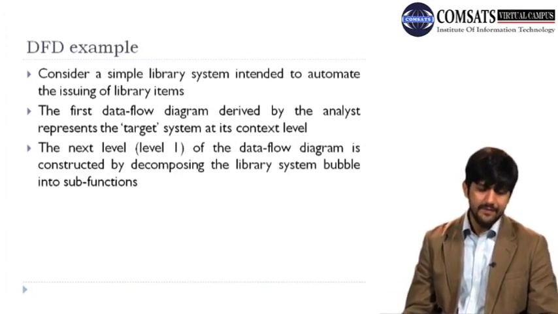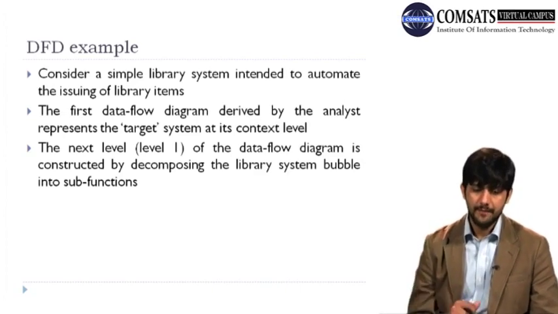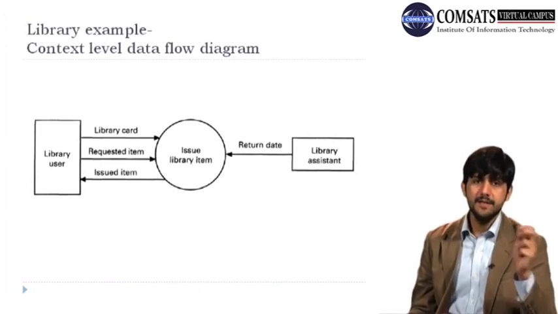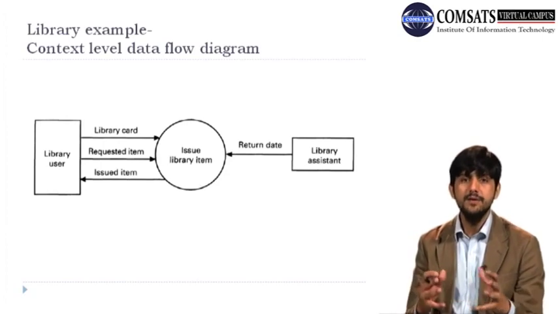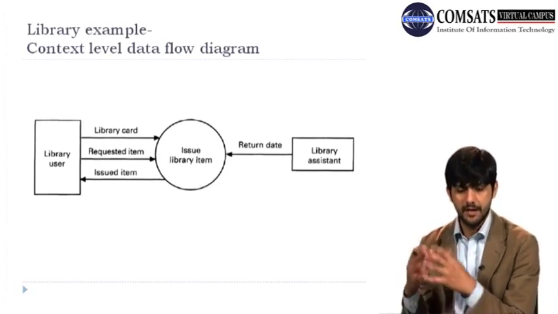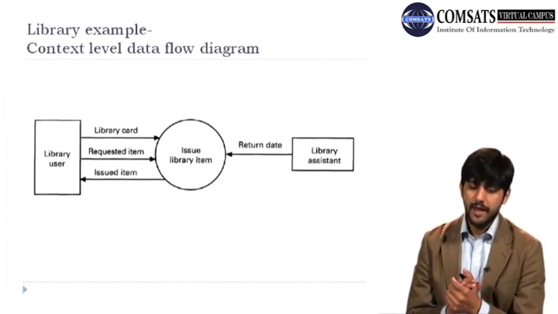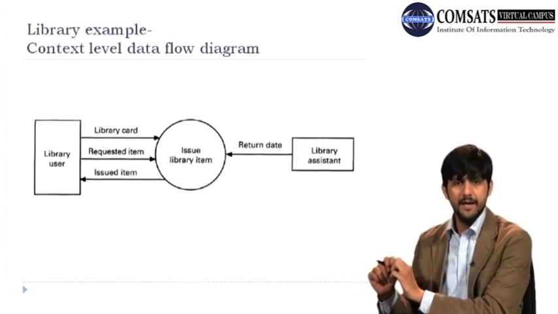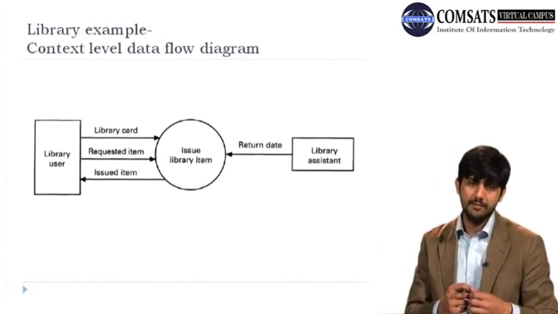So let's look at a DFD example very quickly. This is a library system intended to automate the issuance of library items. So we have this library user, and there are certain inputs that the library user will give to my system. And this is a level 0 DFD, or the context DFD as we talked about. So the library card and requested item are the inputs, and the output to the library user is the issued item. And then there is another external entity also involved here, which is the library assistant. And he would tell if a certain item is issued or not, and what is the return date of that particular item.